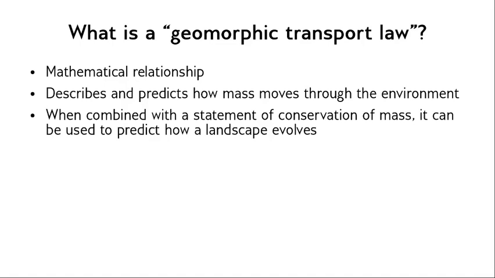So first off, all right, what is a geomorphic transport law? It's a mathematical relationship. So what that means is that it's not just sort of a fuzzy-wuzzy, oh, this thing happens and then stuff moves. It's actually a predictive mathematical relationship, so we can use this language of logic and quantification, called math, to be able to directly make predictions and see how close our predictions are to reality. And specifically, we're describing and predicting mass movement through the environment. And the last piece here is that when we combine these with a statement of conservation of mass, a geomorphic transport law can help us predict how a landscape evolves.